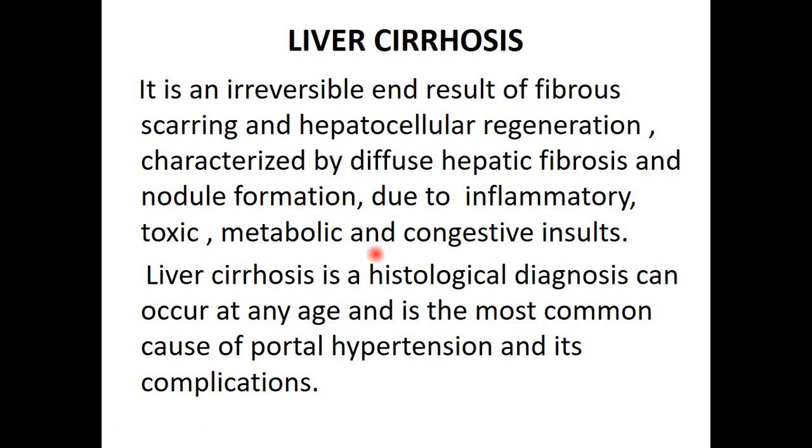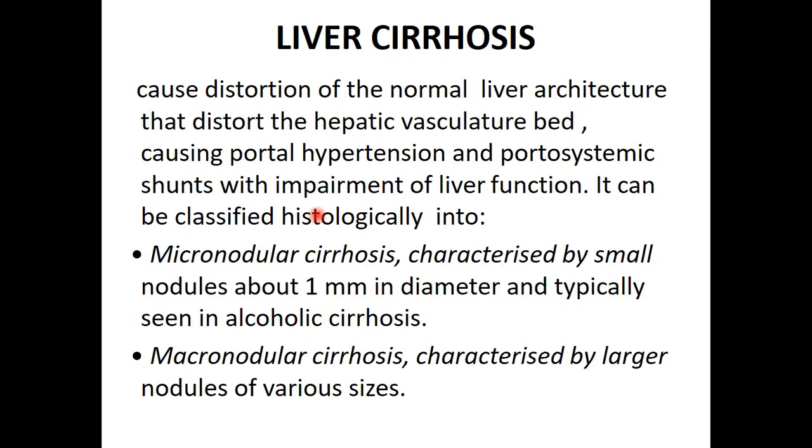To say this is a cirrhotic liver, it is a histological diagnosis. We have to have a liver biopsy and see the scarring, the fibrosis, and the distortion of normal liver architecture to say this is a cirrhotic patient. So it is a histological diagnosis, can occur at any age, and is the most common cause of portal hypertension. Later we will take lectures about portal hypertension. We will see that the majority of cases of portal hypertension are due to liver cirrhosis. So liver cirrhosis is the commonest cause of portal hypertension and its complications.